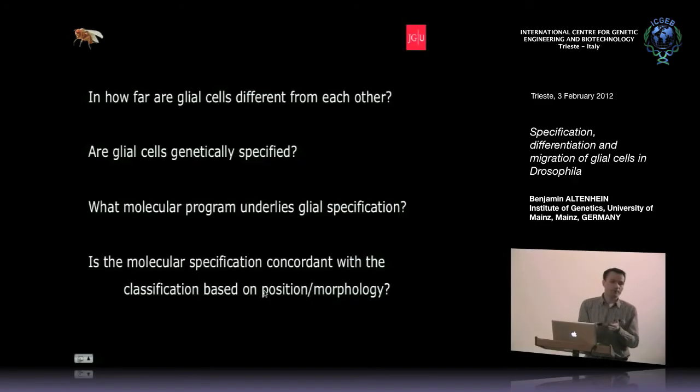It's not just that the population of cells is homogeneous, but cells have different cell fates. And coming from a very developmental, biologically oriented lab, we asked, how do these cells adopt their particular fate? So are glial cells genetically specified? This is what we assumed. If so, what's the molecular program that underlies glial cell specification? And I will very briefly just touch on this question.